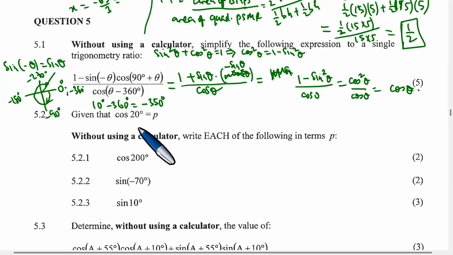Given that cosine 20 degrees is P, find cosine 200. First, you need to break it down to the 20. So you can say 200 is the same as 180 degrees plus 20.